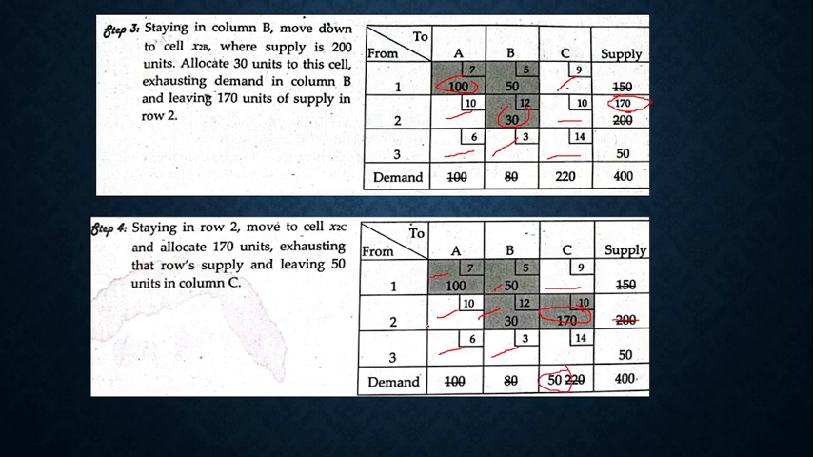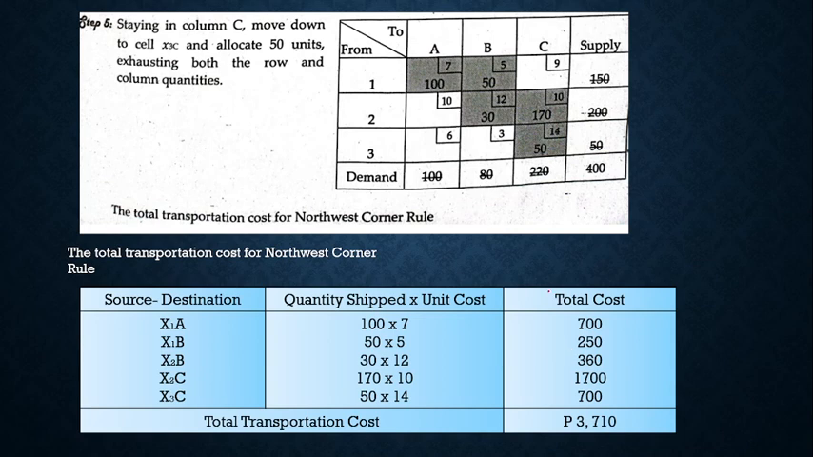Sige. And merong supply pa si warehouse 3, di ba? Meron pa siyang supply na 50. So, 50 minus 50, okay? 0 na lang. So, that is why 50 na dito. Okay? So, in the step 5, so 50 lang dito. And, okay na. Nag-satisfy na lahat.